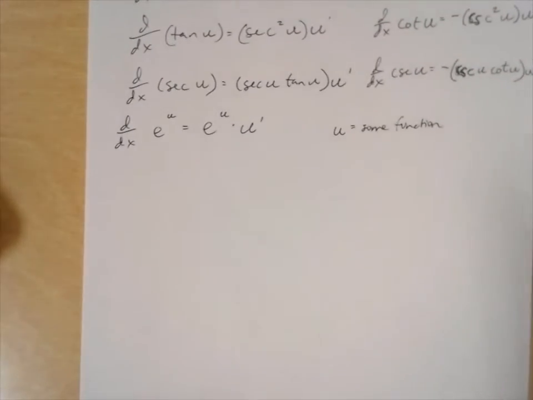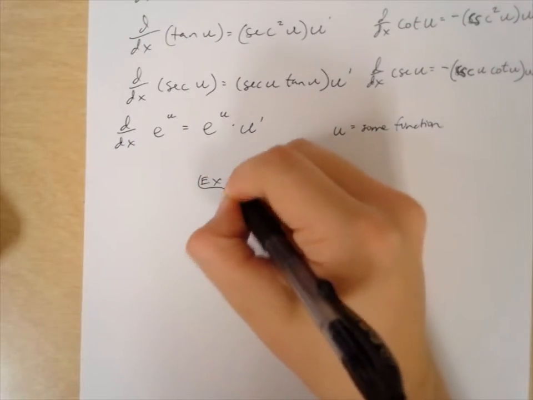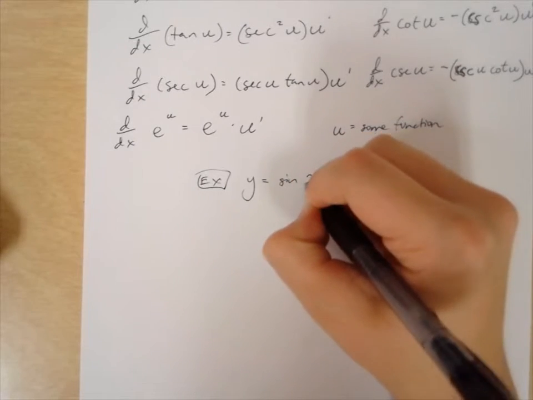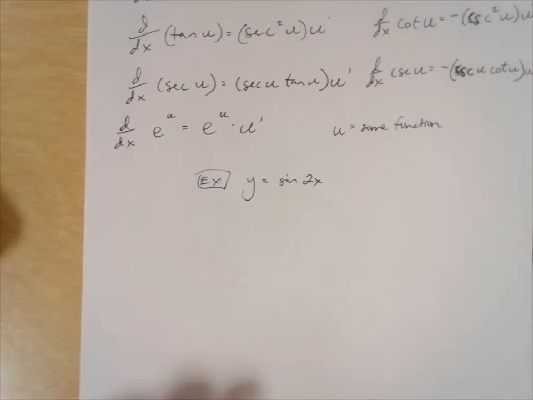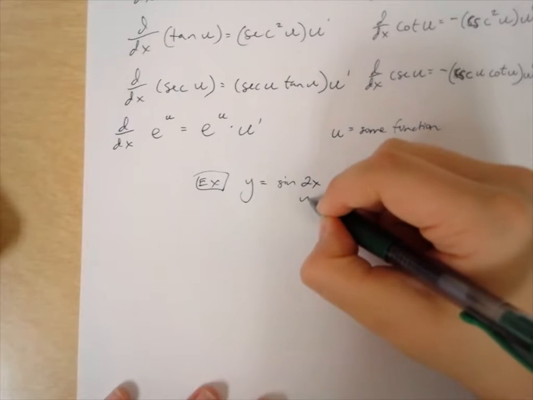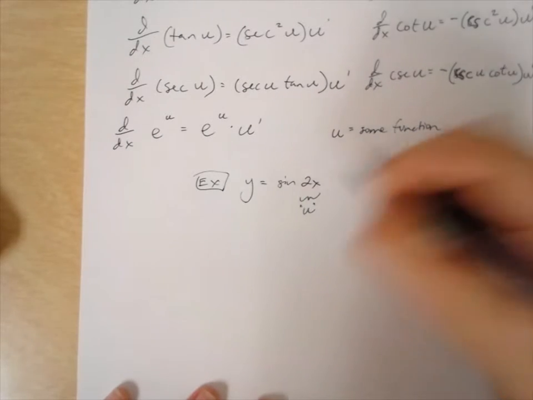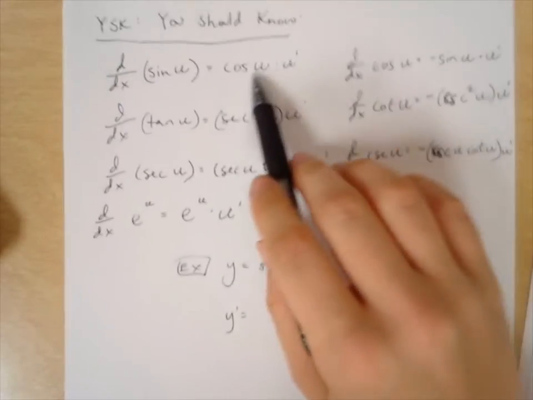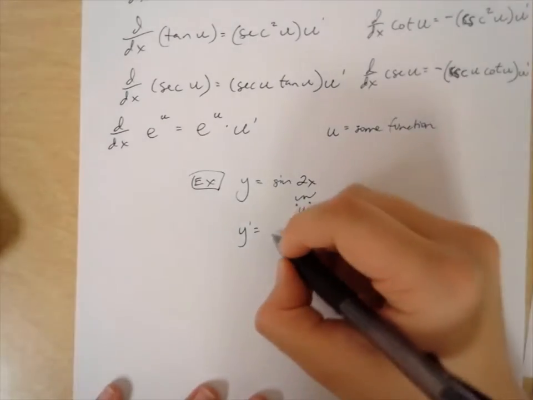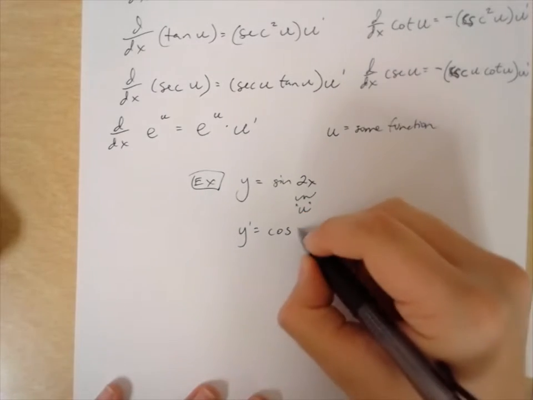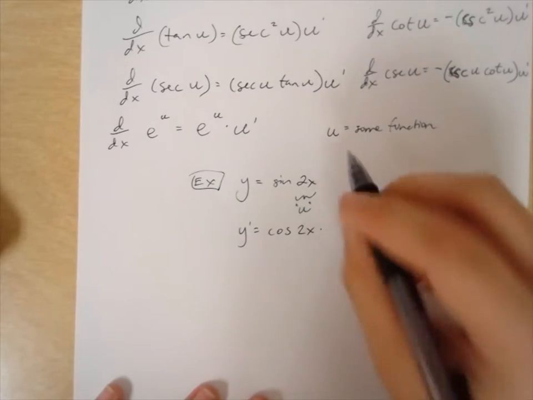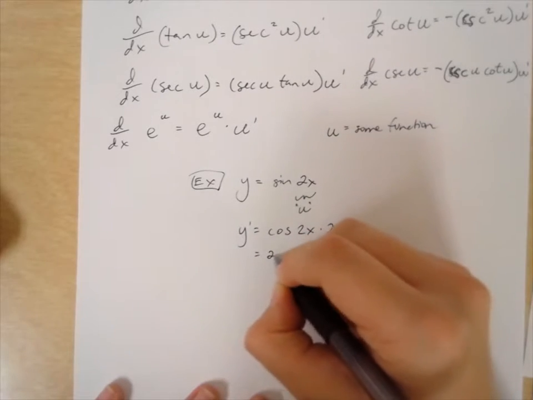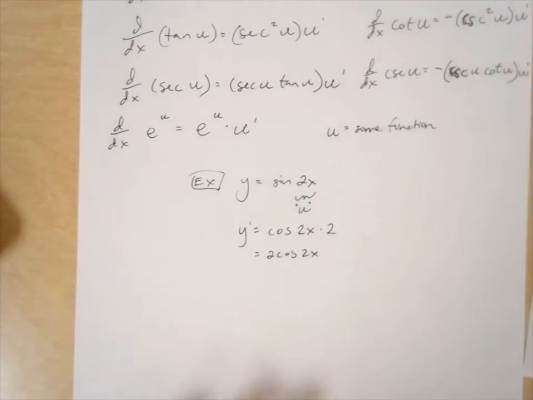Okay, so let's do some examples of this. We're given y equals sine of 2x. Well, here's the u that we got going on. So y prime, if we follow our rule up here, is the same as saying cosine of 2x times the derivative of 2x, which is just 2. So we get 2 cosine 2x as our answer.